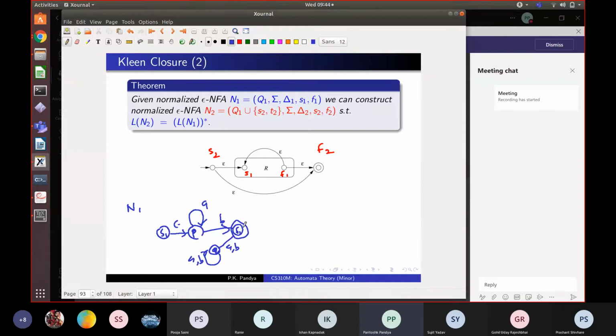Sorry, this is not correct. I cannot call this F1, so I will call this R. And then on an epsilon transition, I should go to F1, which is the final state. Because in a normalized epsilon automaton, I need a final state from which there is no outgoing transition, and for the start state there is no incoming transition, right? So do you agree this is an epsilon NFA? What language does it recognize? Anybody?